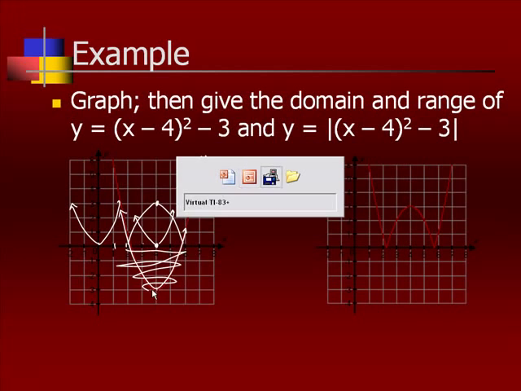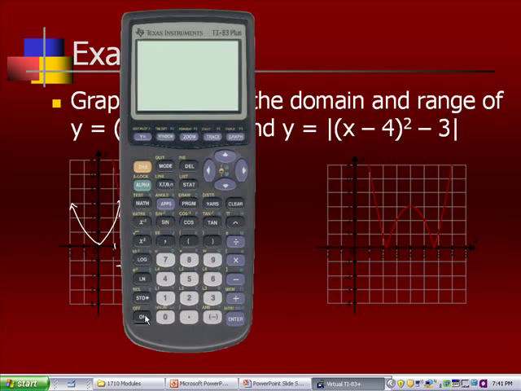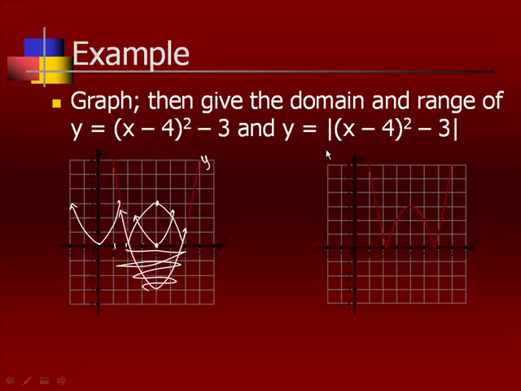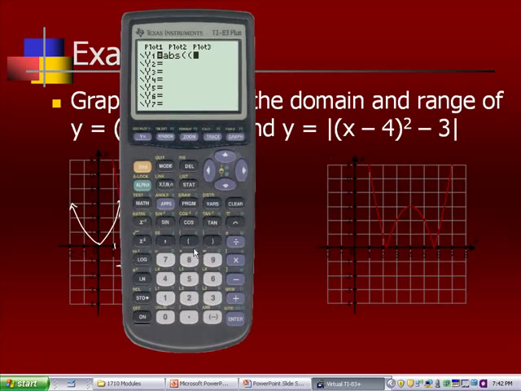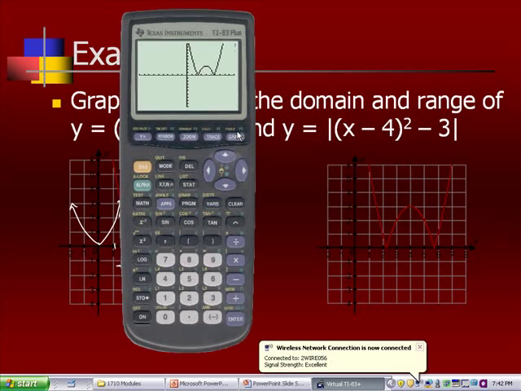Now, if you want to use your calculator, remember we can just come in here and say y equals, math, slide to number, there's absolute value of. Now, because there were parentheses over there, I'm going to go ahead and open another set. X minus 4 squared minus 3, and then close the parentheses for the whole thing. Graph, and we get the same graph.